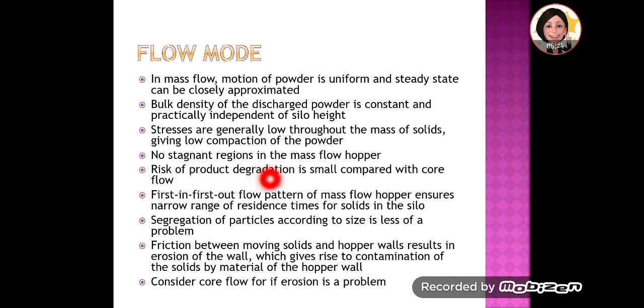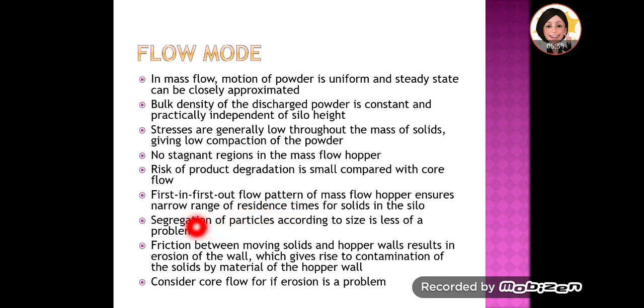The first in, first out flow pattern of a mass flow hopper ensures a narrow range of residence time for solids in the silo. So the first product that came in will be the first product that goes out, and that will be used first. That means we don't store a product for an extended period. And then segregation of particles according to size is also less of a problem in mass flow.